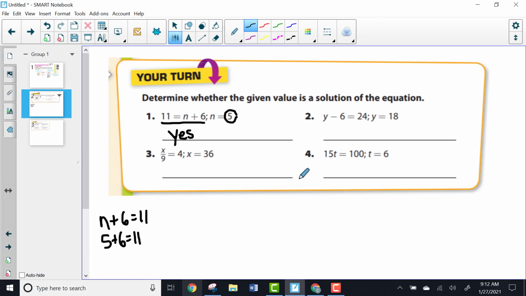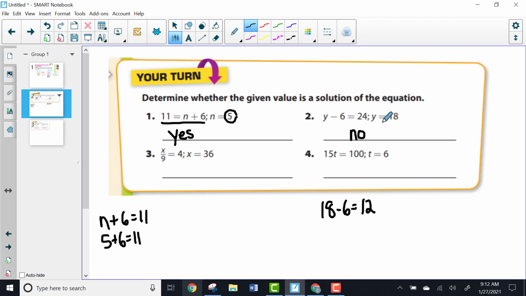So we have y minus 6 equals 24. Now they're saying, would 18 be a solution to this equation? So what we need to do, we need to plug in 18 for y. So 18 minus 6, we know that gives us 12. So 18 would not be a solution for number 2. So for this, we would just write no.